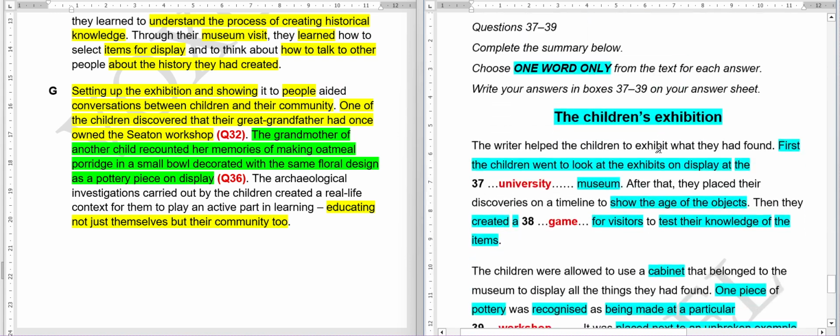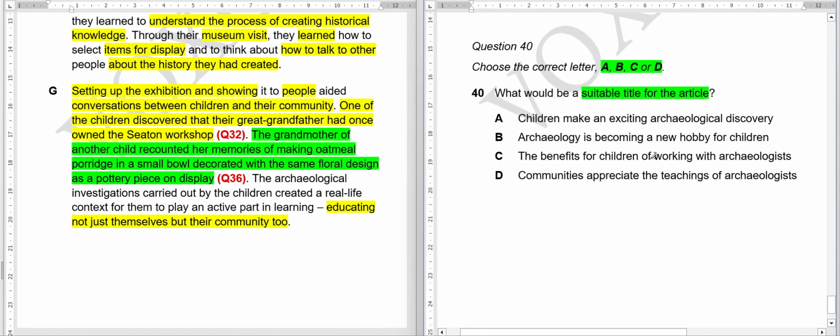So now moving on to the last question of this particular video: what would be a suitable title for the article? So we have read everything about the article. Let's read the options. A, children make an exciting archaeological discovery. So if the theme of the article is children making an exciting discovery, A will be our answer.